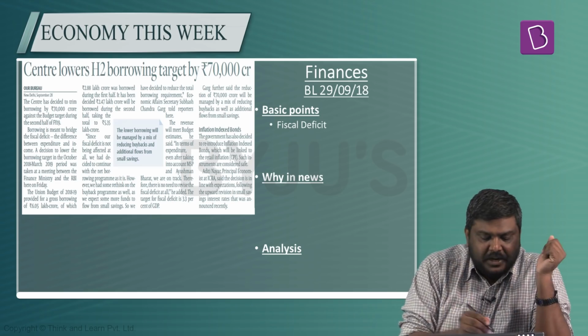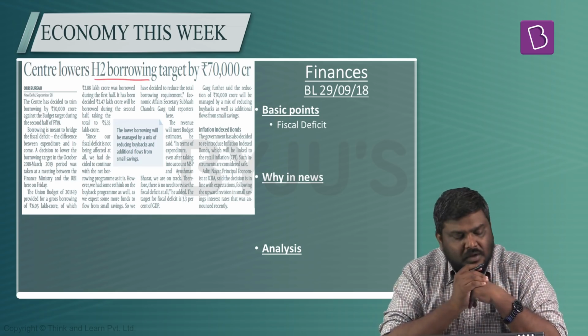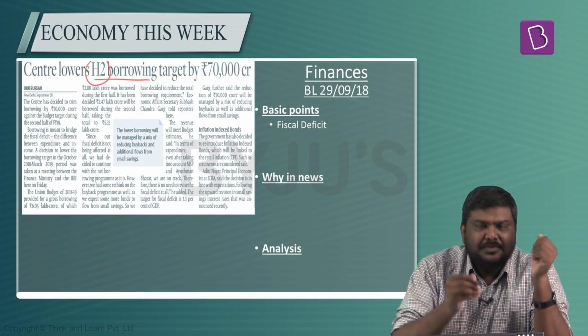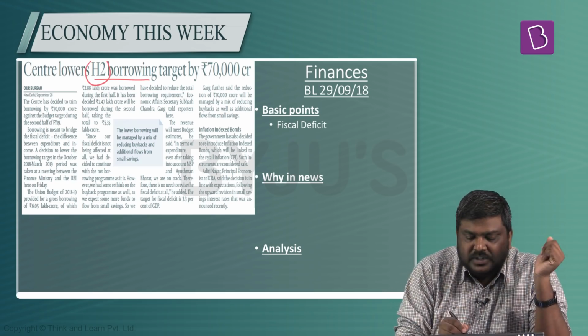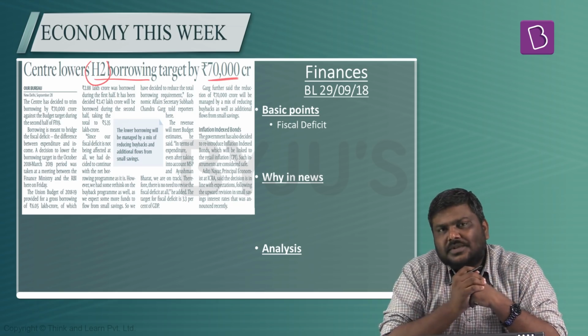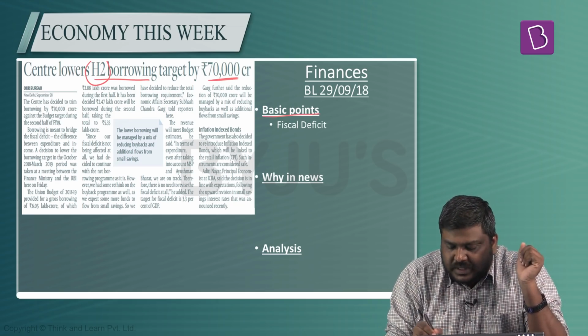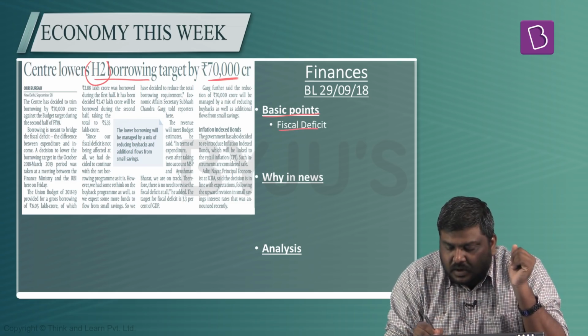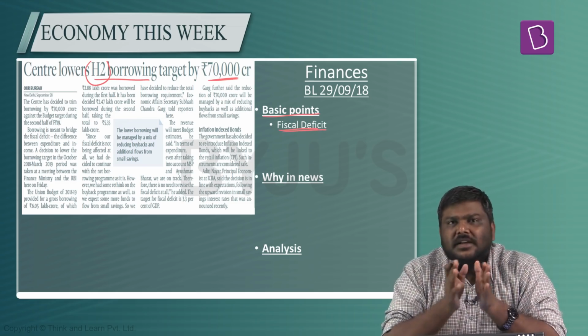The next article is related to the Government of India's borrowing. The Government of India very recently has announced that in the second half of this particular financial year, they will reduce the borrowing by 70,000 crore rupees. Now, some of the basic points that you need to understand this article will be the concept of a fiscal deficit. Now, understand this.